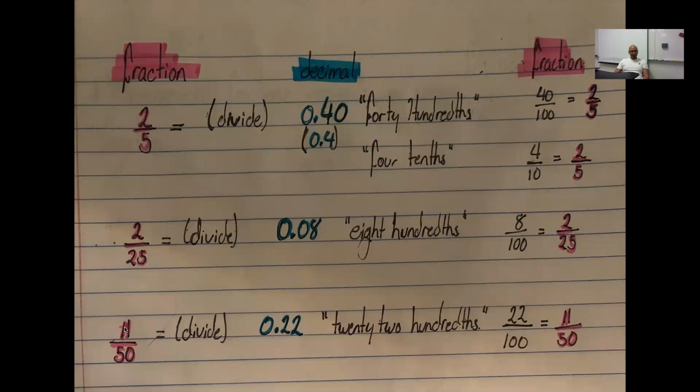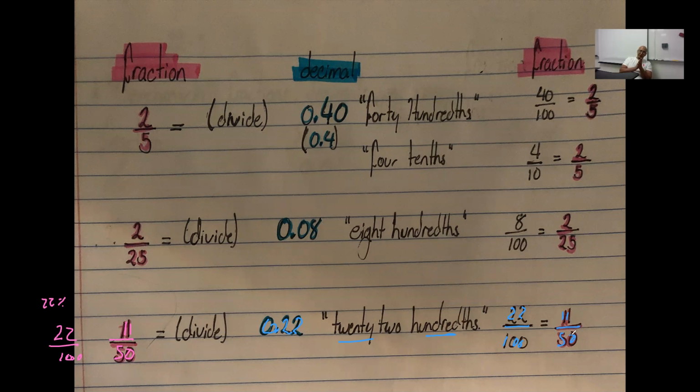Let's try one more. What about 11/50ths, which you will remember is the simplified version of 22 over 100, which is 22 per 100 or 22%, right? So if we divide 11 by 50, we get 22 hundredths, 0.22. So I'm going to write 22 hundredths, which when I simplify leaves me once again with 11/50ths.